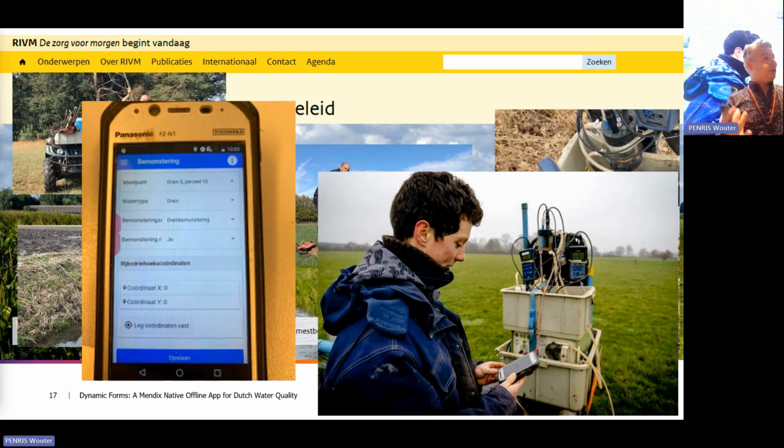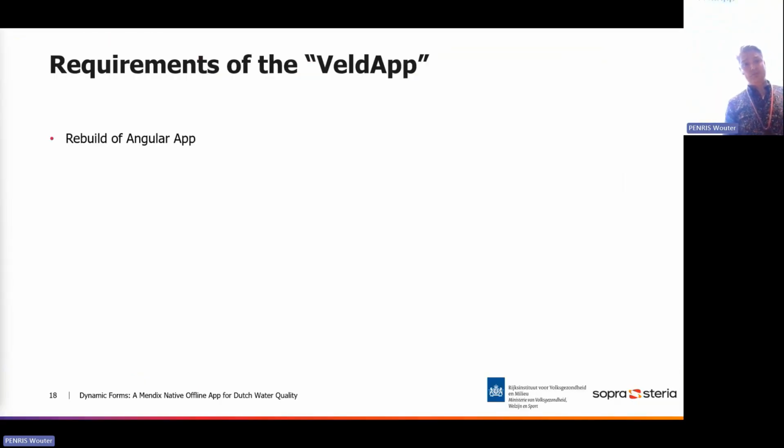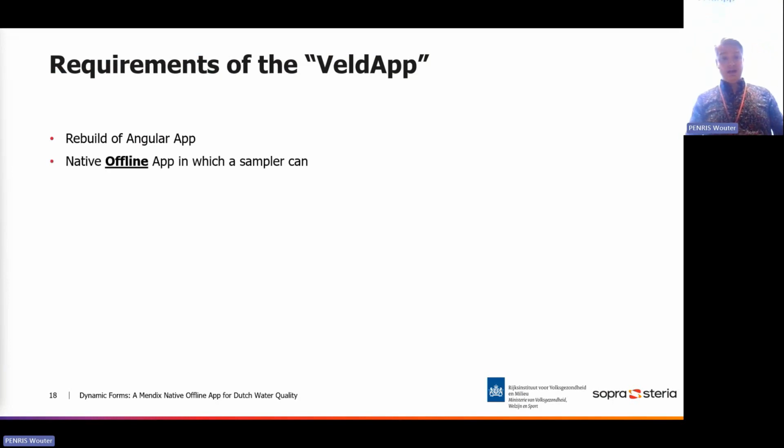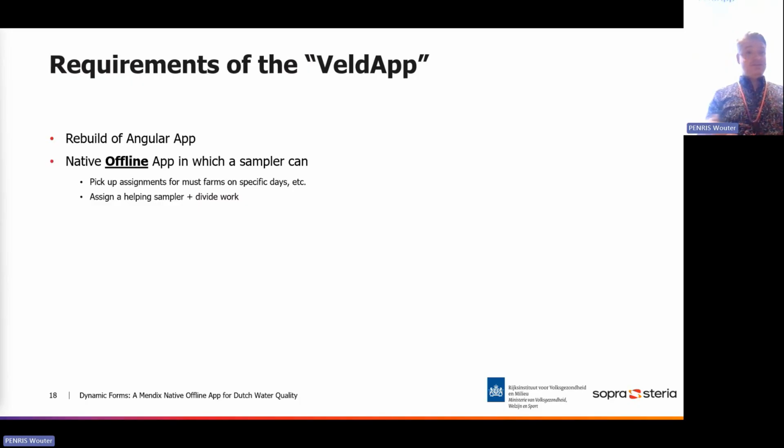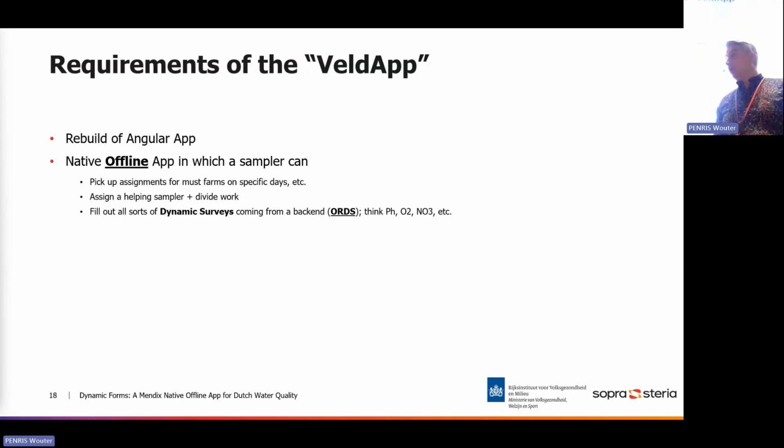And so that's where my journey started a year ago when I was asked to consult on this project. The requirements were basically to have a rebuild of the Angular app. It should be a native offline app in which a sampler can pick up some assignments for farms, etc. Maybe divide some work with somebody to help. Do all sorts of surveys depending on what type of samples are taken, what type of measurement or sampling method, etc. And in this case, these questionnaires are dynamic in nature and can change based upon what the measurer actually does in real life.